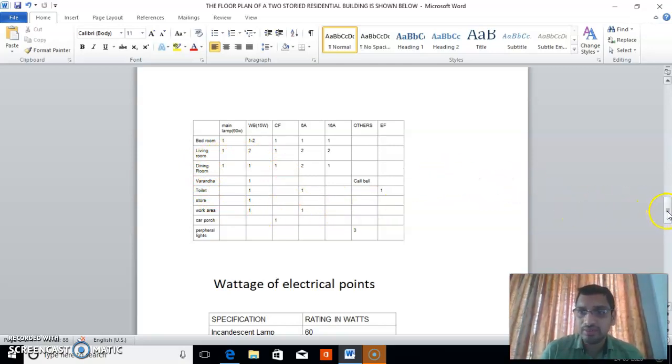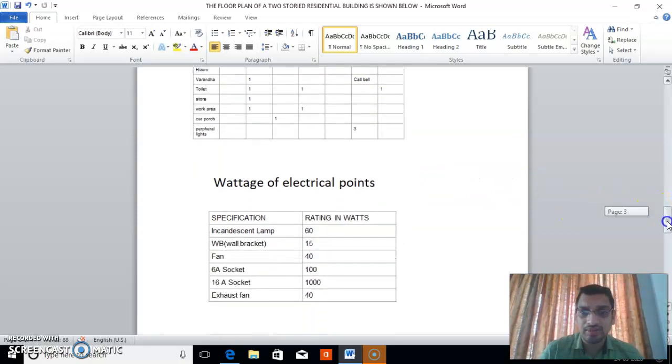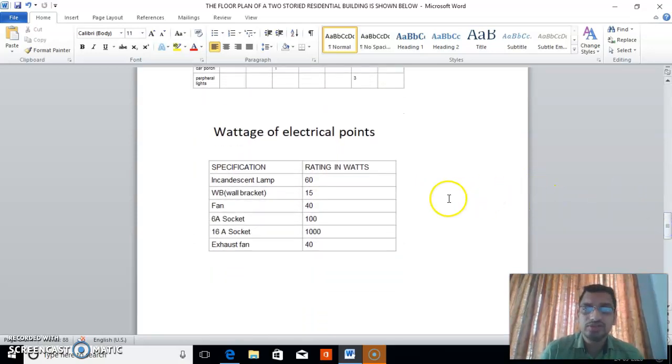Then next table that indicates the wattage of electrical points. Okay. So normally the wattage of main lamp or incandescent lamp we assumed as 60 watts. The wall bracket we assumed its wattage is 15, fan 40, 6 ampere socket 100, 16 ampere socket 1000, exhaust fan 40.